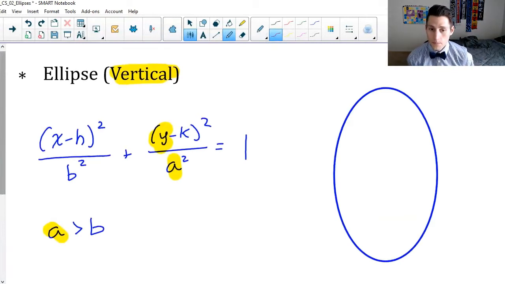So again, the larger number, whichever variable that number is underneath, that is the larger direction. So either horizontal or vertical, depending on if it's in the x direction or the y direction.